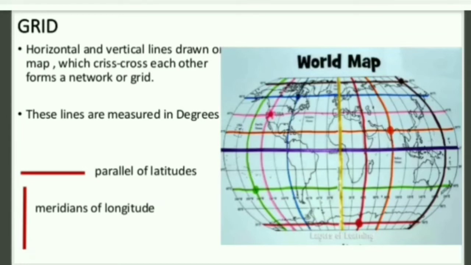Latitudes are parallel lines. We can call them as parallel lines. Meridians are longitudes. We can call the longitudes or meridians.